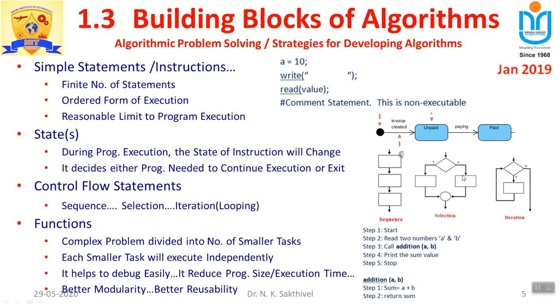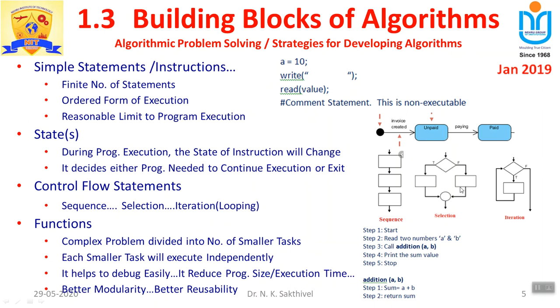See this diagram, you can understand. The sequence control flow statement will be executed one by one. For example, let us consider three statements. The first statement, second statement, and third statement will execute in order. That is called a sequence control flow statement. And the second one is called a selection control flow statement. See this diagram, so you can understand.